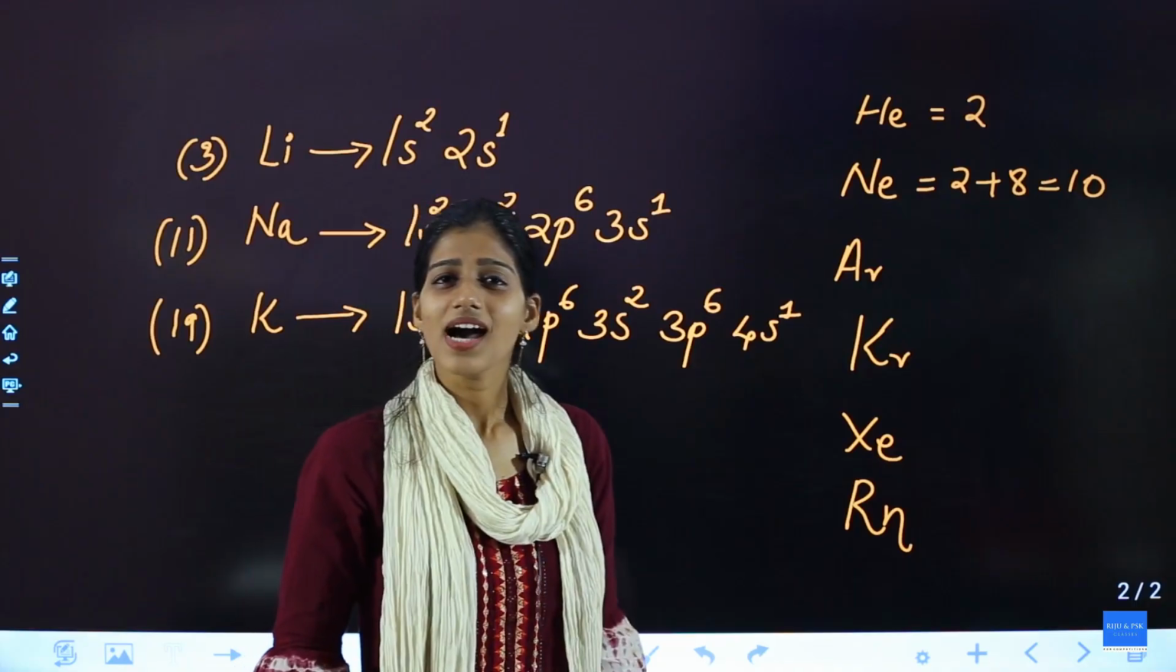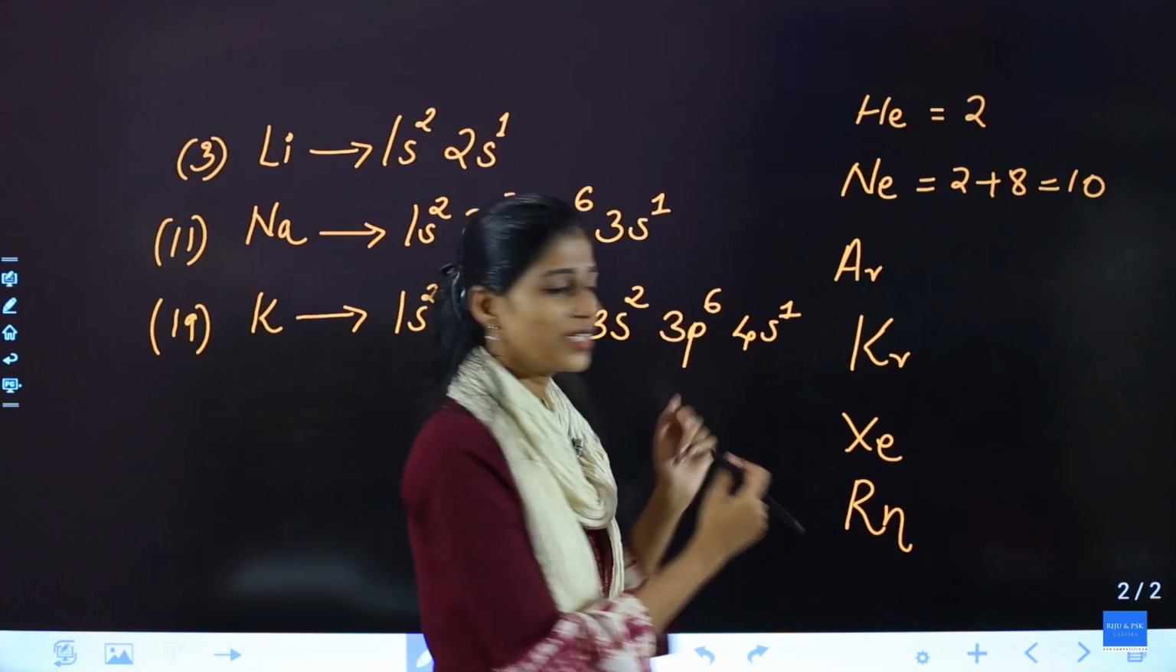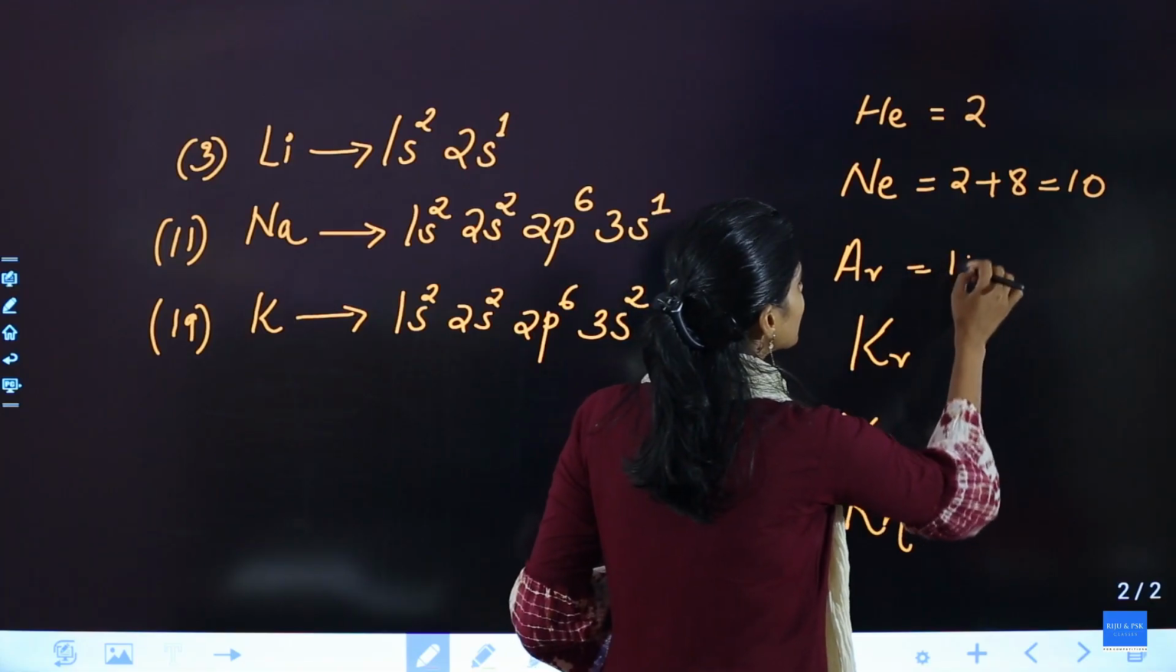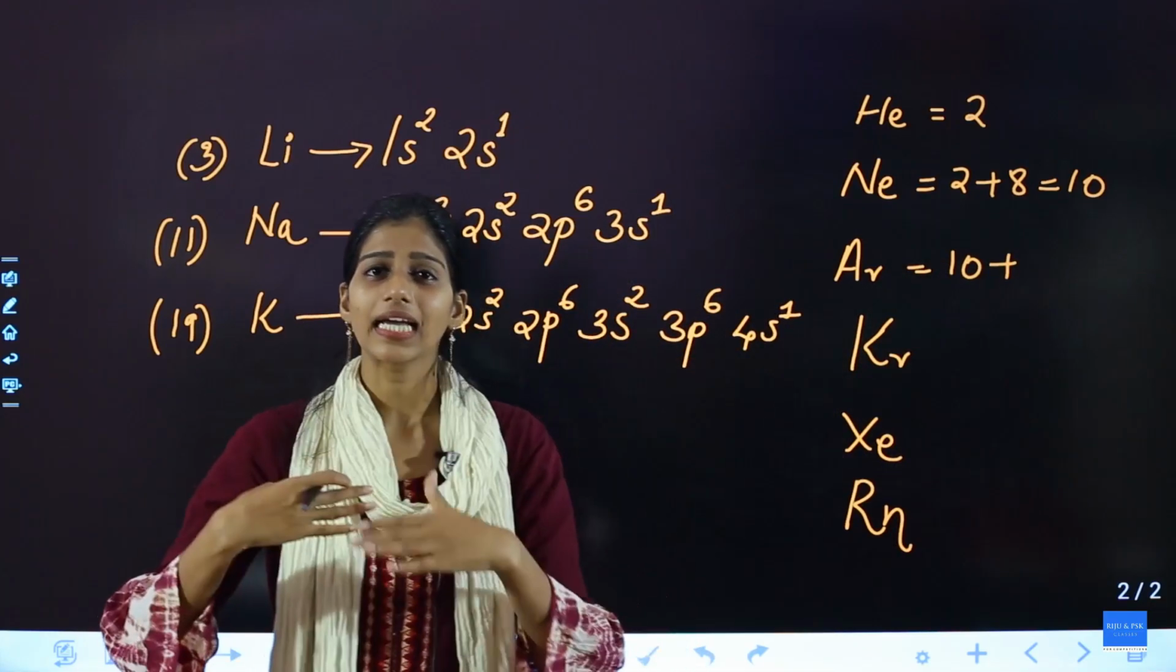Consider the next one, argon. How will you find it? After neon you have argon. So, 10 plus, neon is the last member in the second period.